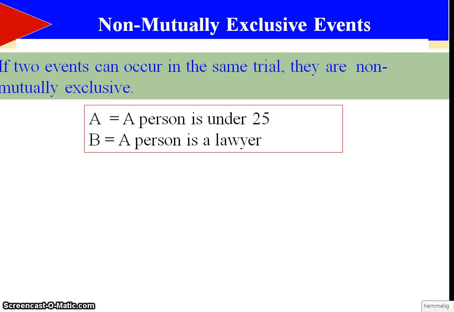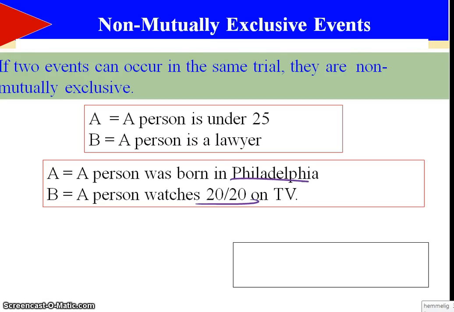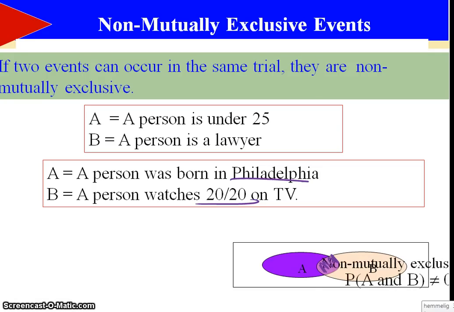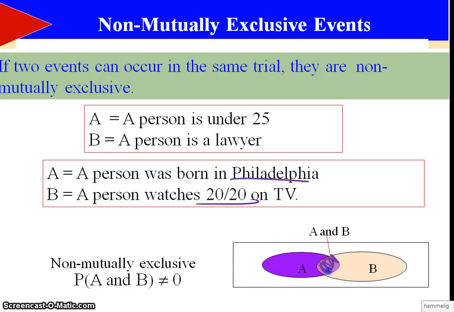Non-mutually exclusive events. This is when you can have some sort of overlap. A person is under 25 and a person is a lawyer. There's a group of people that are under 25 and a group of people that are also lawyers. Same thing: born in Philadelphia and watching TV, that can be the same person. So if you have a circle that represents the people under 25 and another circle that represents the lawyers, there's an overlap of the under 25-year-olds who are also lawyers. That's non-mutually exclusive, and that's when the probability of A and B does not equal 0. The probability of A and B is this overlapping section.